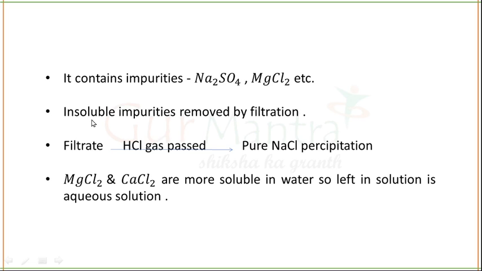The impurities which are insoluble are removed by the process of filtration. When you pass the HCl gas through the filtrate, you will get pure NaCl precipitate. This is very important, that MgCl2 and CaCl2 are more soluble in water, so they are left in the aqueous solution.